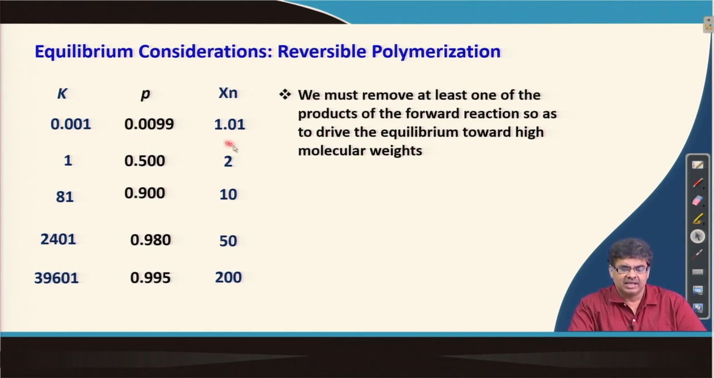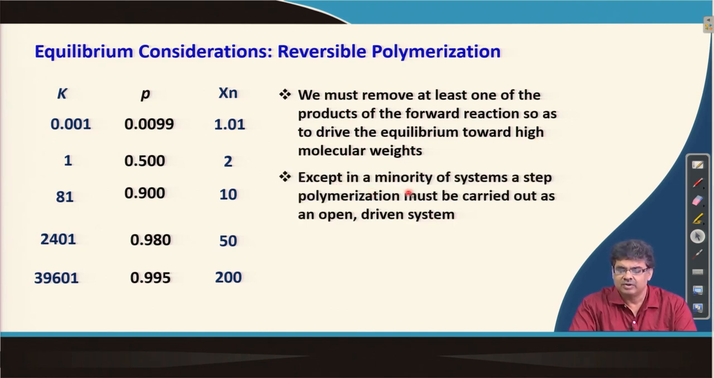But in most cases, the reactions we use for step growth polymerization do not have a high K value. They are in the region between, say, 1 to 81. So, basically if we do the reaction under equilibrium conditions without taking the small molecular condensate out, we are not going to synthesize any high molecular weight polymer. So, in this case we must remove at least one of the products of the forward reaction, so that the equilibrium is driven towards high molecular weight, and in most cases it is very difficult to remove the polymer. So, we actually take out the small molecular condensate.